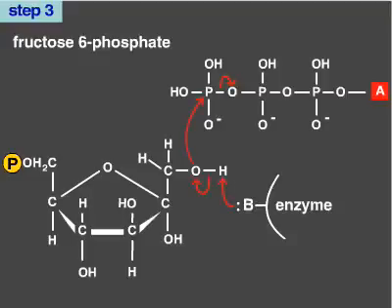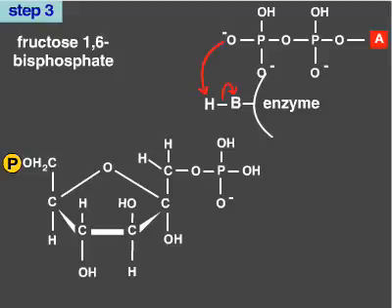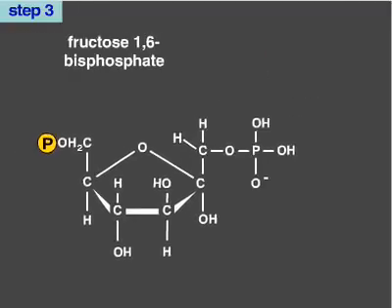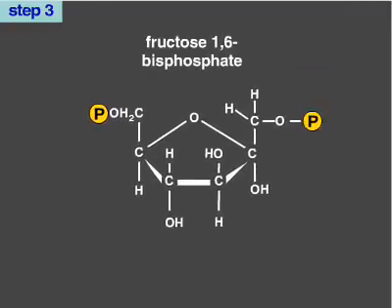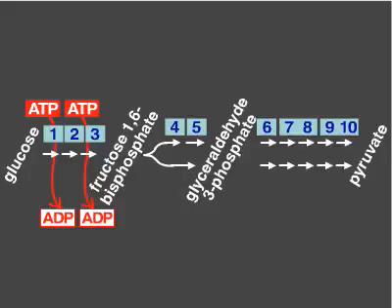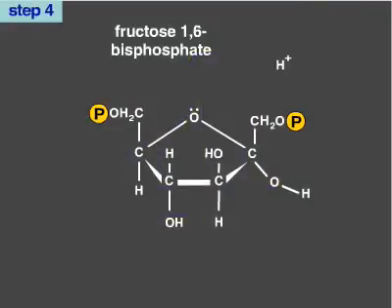In the third step of glycolysis, the enzyme phosphofructokinase uses ATP to phosphorylate fructose 6-phosphate. ADP is released, and the molecule fructose 1,6-bisphosphate is formed. This third step, in which the second phosphorylation event occurs, is irreversible and is a major regulatory point in the commitment to glycolysis. The phosphorylations in steps 1 and 3 represent an investment of energy that will be paid back in the later stages of the pathway.